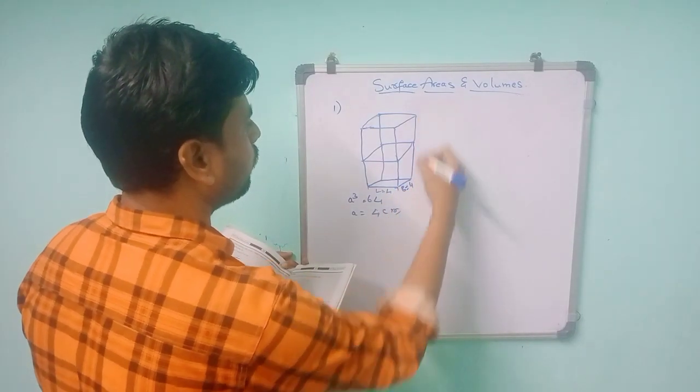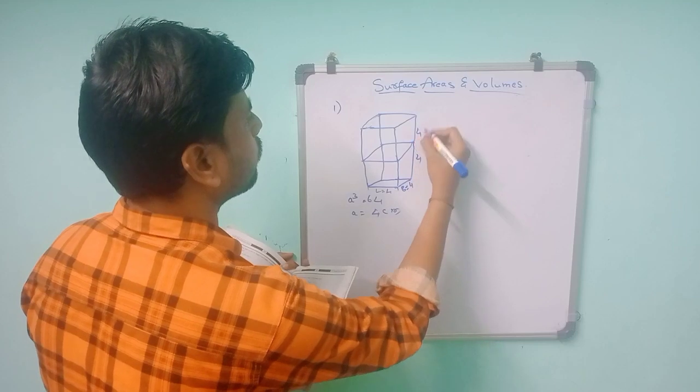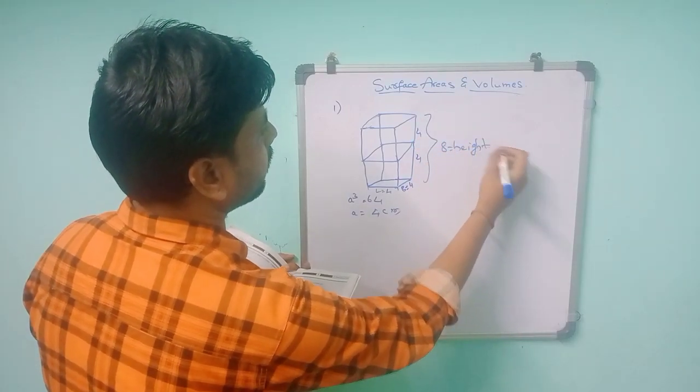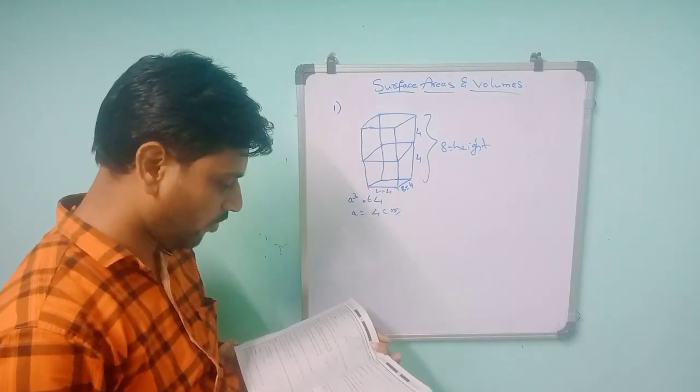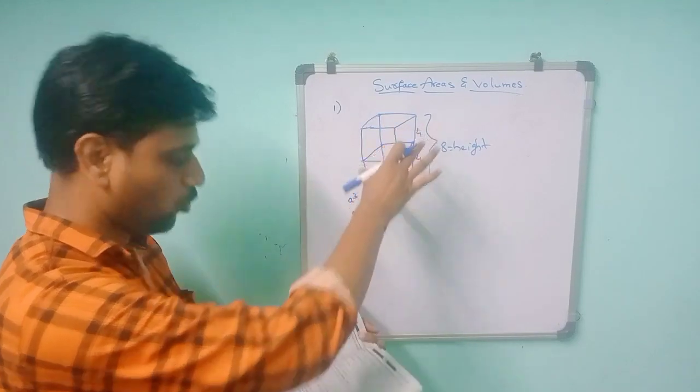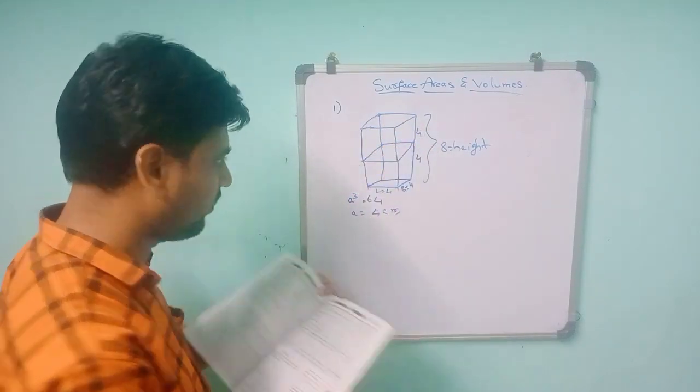So total height is from this one to this one. It is 4 and this is also 4, so total will be 8. This is the height. They told you to find out the surface area of the resulting cuboid, because two cubes are there. So it is a cuboid. Then find the surface area.